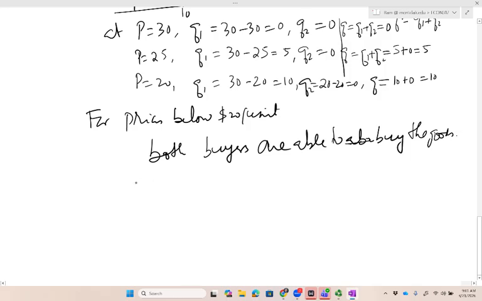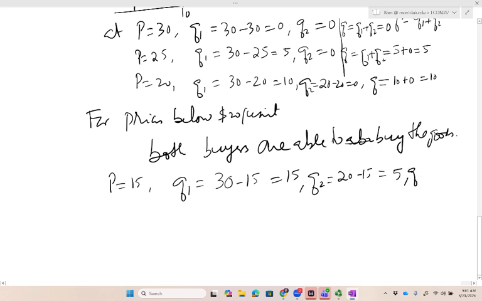I take an example. P equal to 15, then Q1 equal to 30 minus 15, 15 units. Q2 equal to 20 minus 15, 20 minus P2 is the quantity demanded, equal to 5. And so the aggregate quantity is the sum of Q1 plus Q2, 15 plus 5 turns out to be 20. So this is the aggregation of the demand of each individual buyer to obtain the market demand.